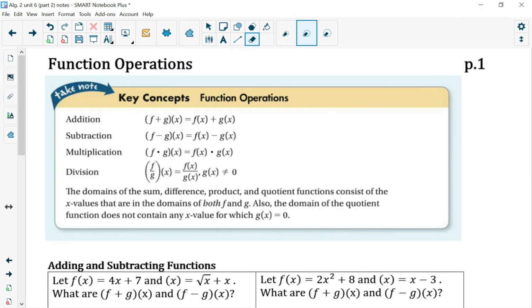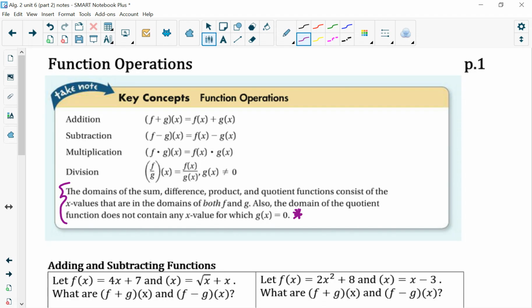Operations of functions, pretty straightforward. Adding, subtracting, multiplying, and dividing the functions, doing the math. Something to note here with function operations, the domains of the sum, difference, product, and quotient functions consist of the x values that are in the domain of both f and g. Also, the domain of the quotient function does not contain any x value for which g of x equals 0. We are not going to focus so much on that right now. We will when we get to the rational functions unit.